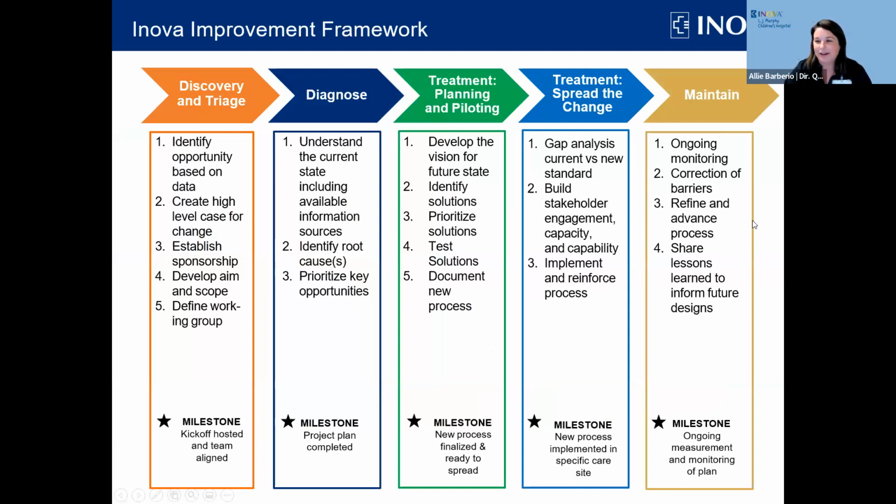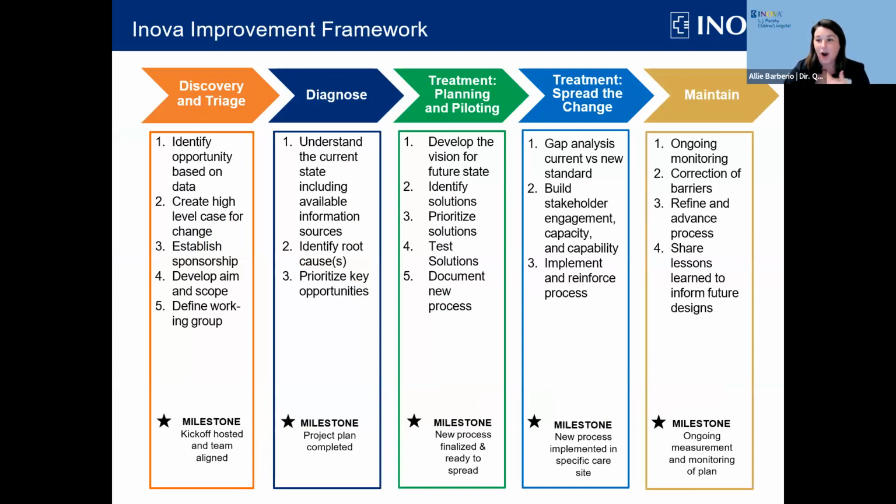So this is a very 30,000 foot level view of how we approach quality improvement at Inova. There are certain areas when it comes to quality improvement that you need to be extremely structured, which can feel overwhelming. And there are certain areas where you just try it out and see if it works. And it's a little bit less structured.